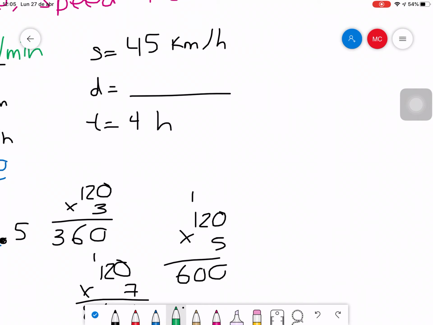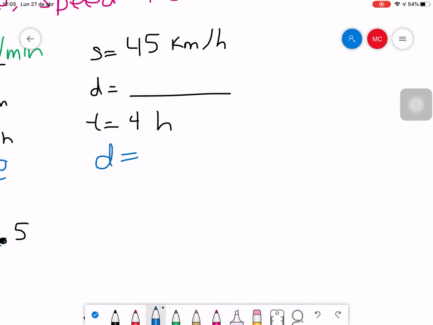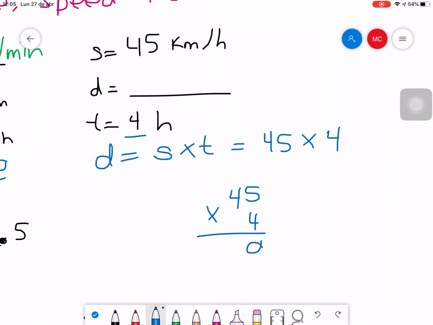Okay, and last part of it is distance. Distance is way easier than the other one. The formula is the following: distance equals multiplying speed by time. My speed was 45, my time was 4 hours, so I just multiply 45 times 4. 4 times 5 is 20, 4 times 4 is 16, plus 2 is 18.